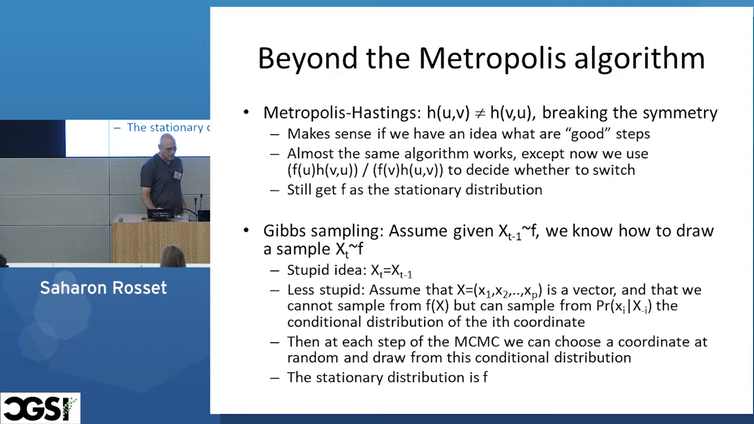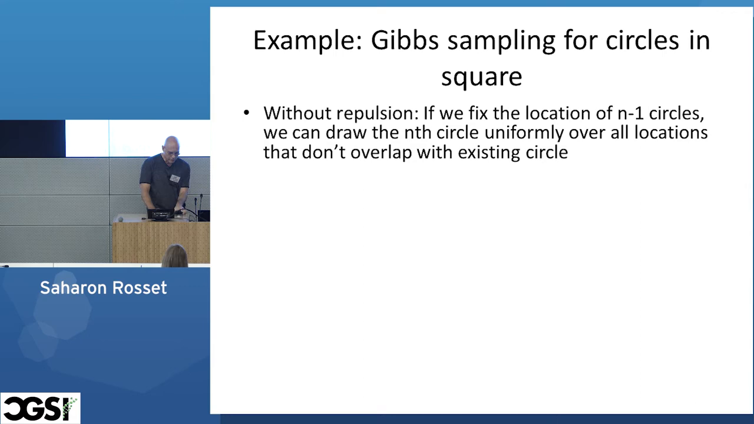And one common way to implement this is to change, if x is a vector, one coordinate at a time, if I know the conditional distribution of one coordinate given the other coordinates in f. And that's often something that I can do. I don't have time to show it, but in our examples, we can actually implement Gibbs sampling quite easily. Okay, I'll go over it very quickly.